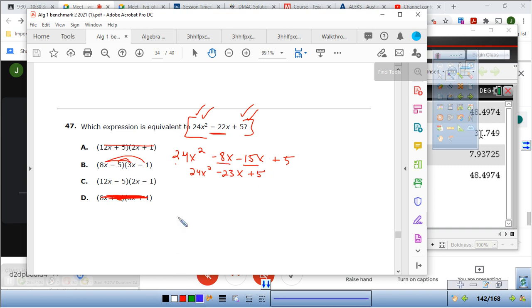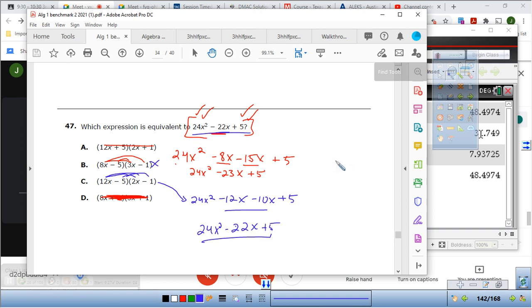Okay, so I don't think it's that one. I'm saying no. Let me double check over here. Now multiply here times here gives me 24x squared. Multiply here times here gives me a negative 12x. Multiply here negative 10x plus 5. See, those add up to give me that. So one's 24x squared minus 22x plus 5. Okay, so that's one way of doing it.